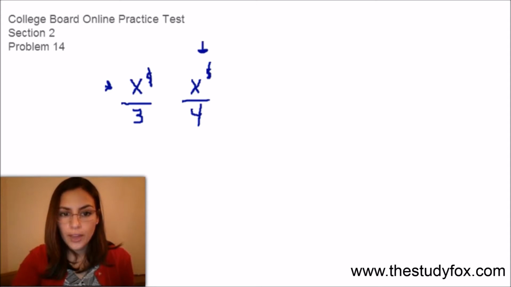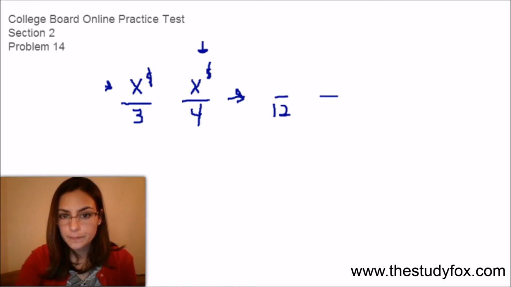Okay, and we know that 3 times 2 is 6, it's not divisible by 4. 3 times 3 is 9, not divisible by 4. 3 times 4 is 12, which is obviously divisible by 4. So our common denominator here is going to be 12. So we're going to have 2 fractions with 12 as the common denominator.